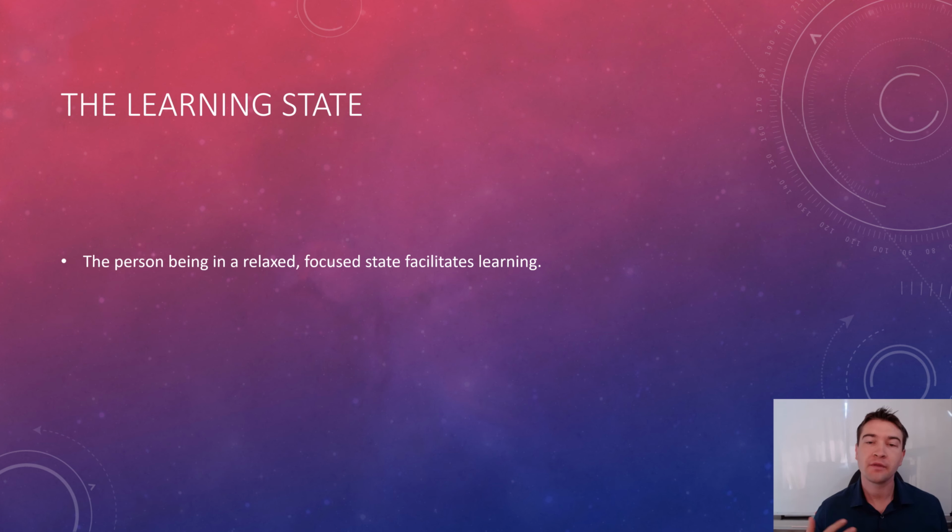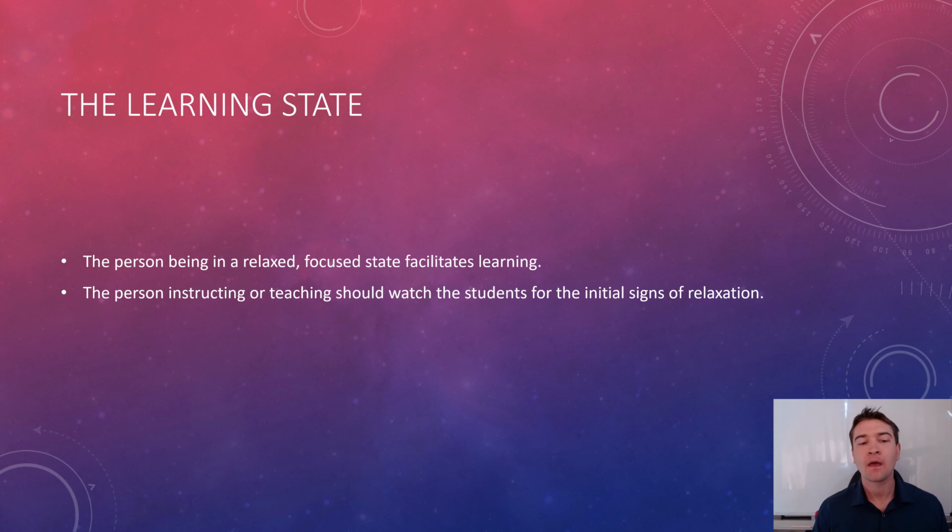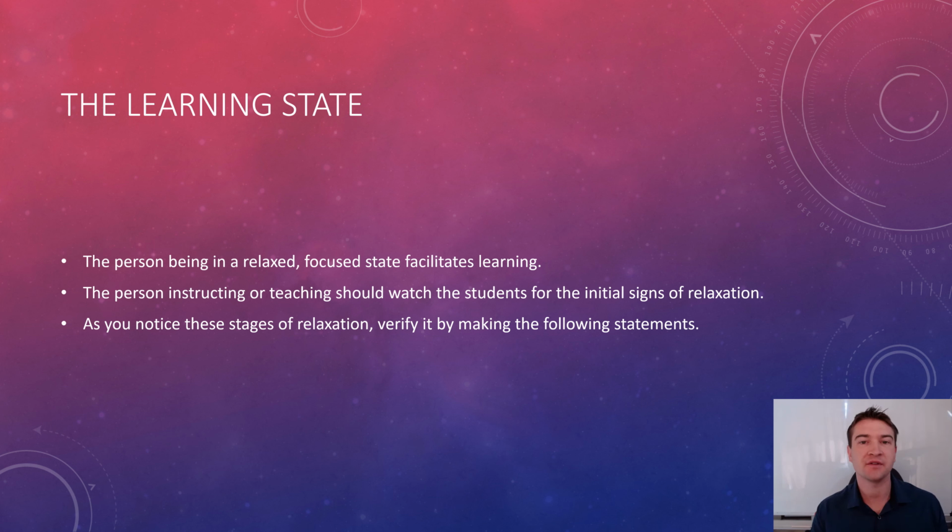Now, the learning state involves the person being in a relaxed, focused state which facilitates learning. The person instructing or teaching should watch the students, in this case I can't unfortunately, for the initial signs of relaxation. As that person notices that relaxation, verify it by making the following statements. That's right. That's it. Very good. And the like. Now, while I'm not able to do this for you guys, unfortunately, I want you to just relax during each of these lessons and notice those signs of relaxation.